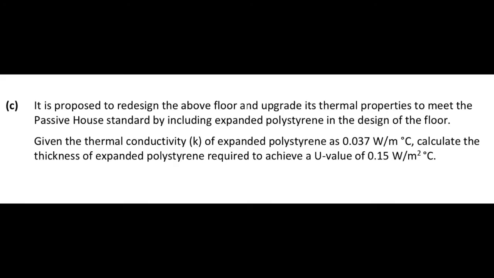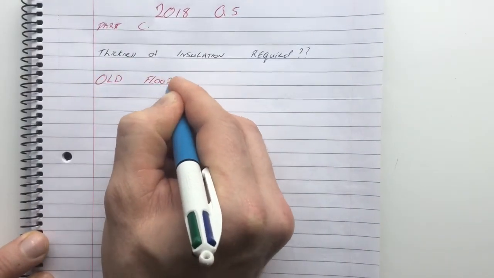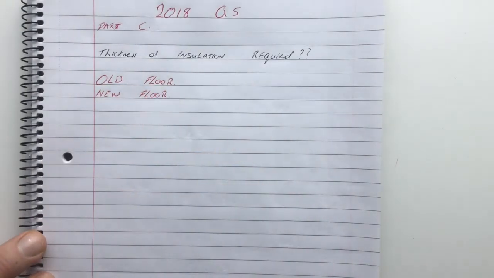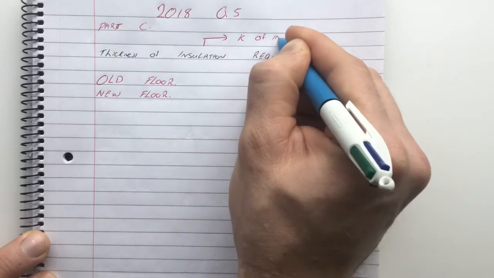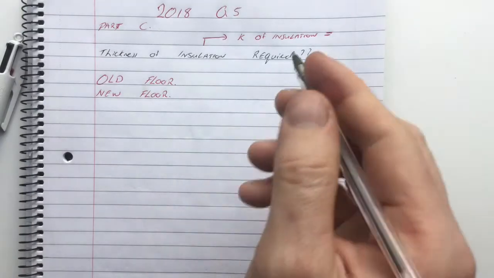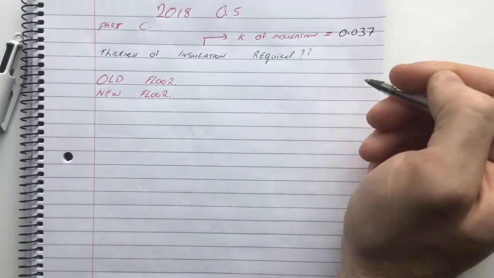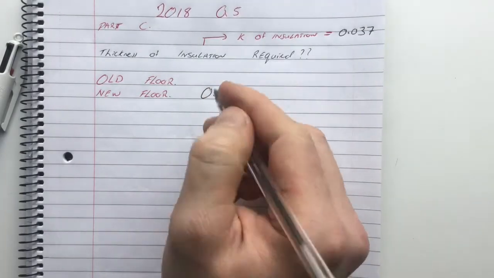Part C of this question wants us to redo this floor to bring it up to passive house standard, which means that the new U value of the floor is going to become 0.15. That is a huge difference in a U value, therefore a lot of insulation is going to be required in the floor. We are asked what thickness of insulation would be required in a new floor if we were to redo this house. The conductivity of the new insulation is 0.037.